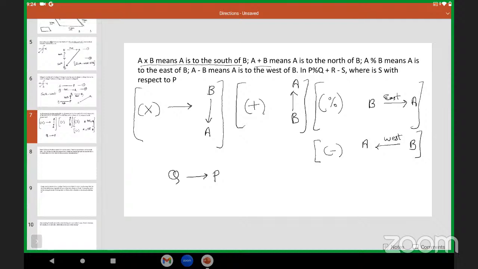Q plus r, which means q plus r will be over like this, as q plus r means towards the north. So a plus r, and this is q plus r. And then the next is r minus s, which is towards, okay, s. So now what they have asked is where is s with respect to p.